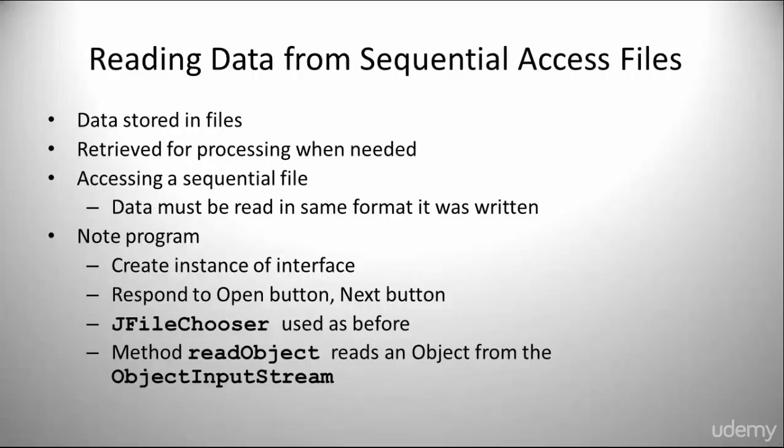When it comes to reading data from sequential access files, data is stored in files. It can be retrieved for processing when it is needed. When accessing a sequential file, data must be read in the same format it was written. In the program, we create an instance of an interface. It responds to an open button with a next button. The JFileChooser is used as before, and method readObject reads an object from the object input stream.